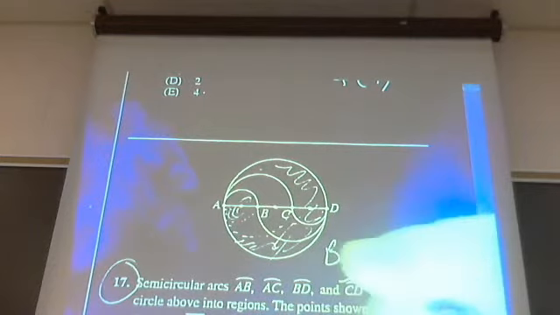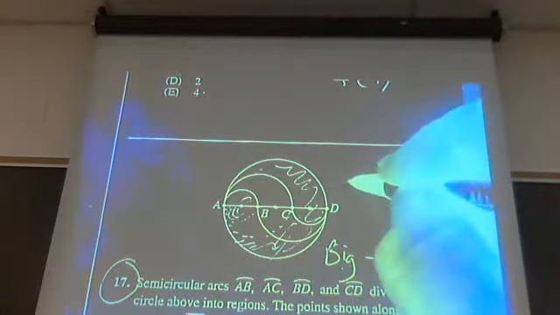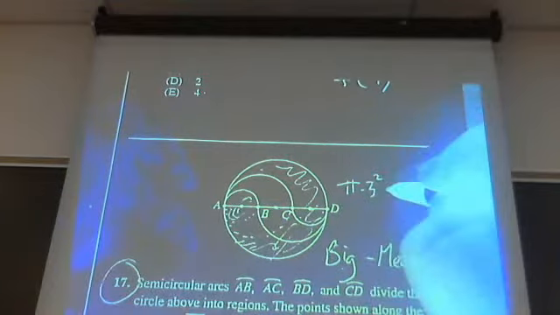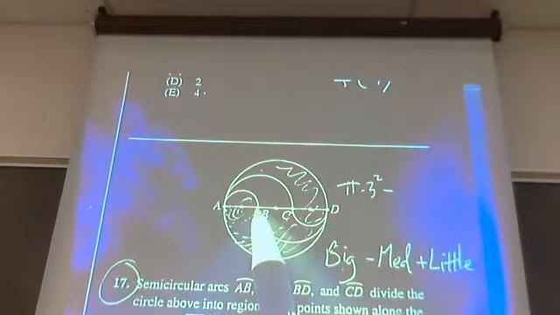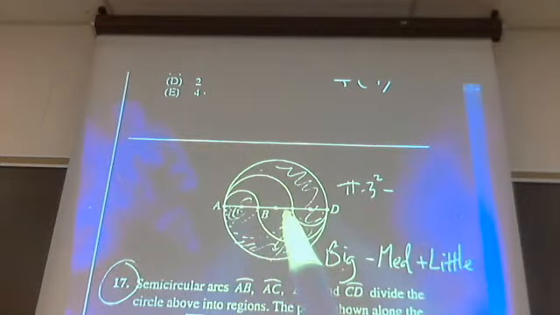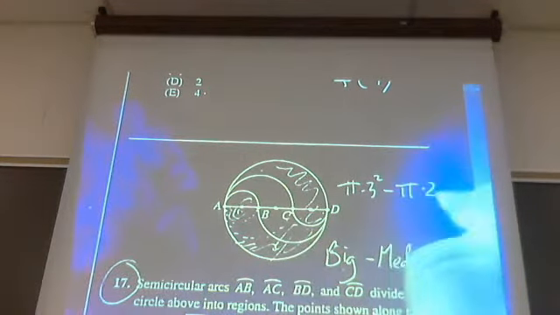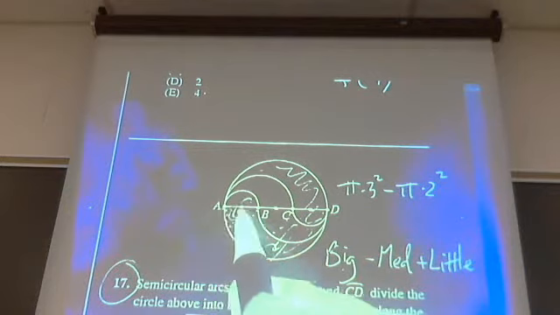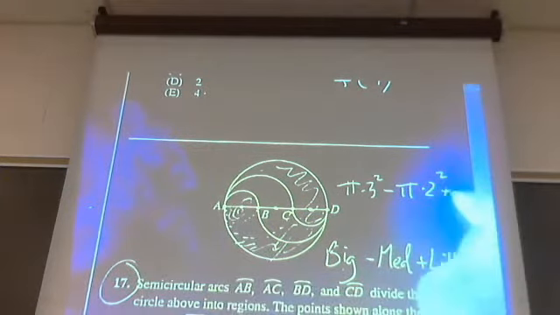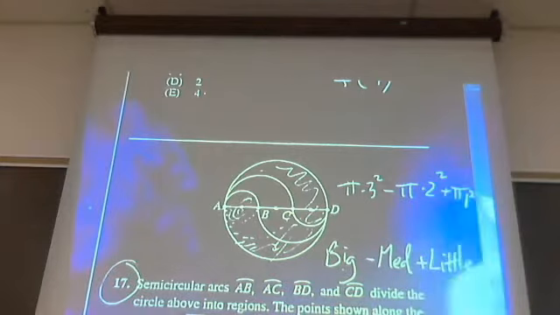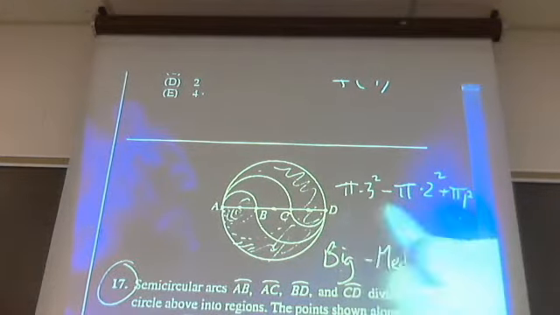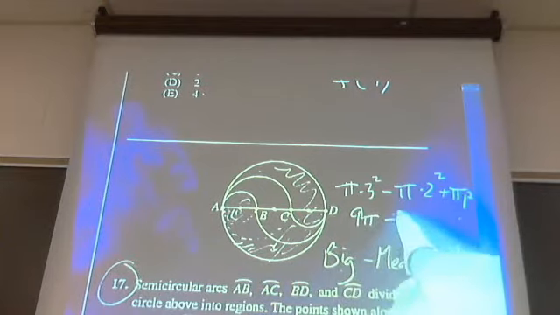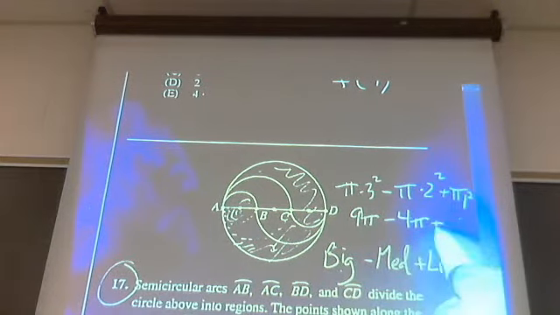3. Nice job. Okay, so the area of the big circle, pi times 3 squared, minus, what's the medium circle? What's its radius? 2. Right, 2. So pi times 2 squared. What's the radius of the little one? 1. Pi times 1 squared. So we have 9 pi minus 4 pi plus 1 pi.